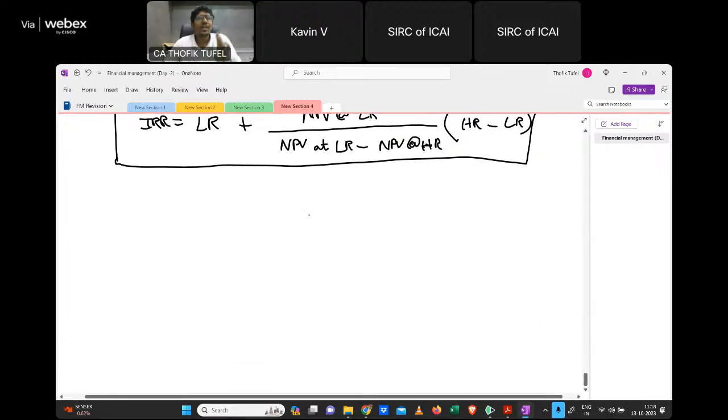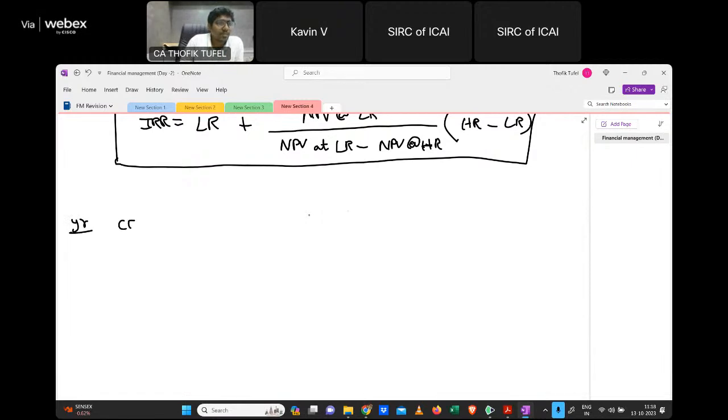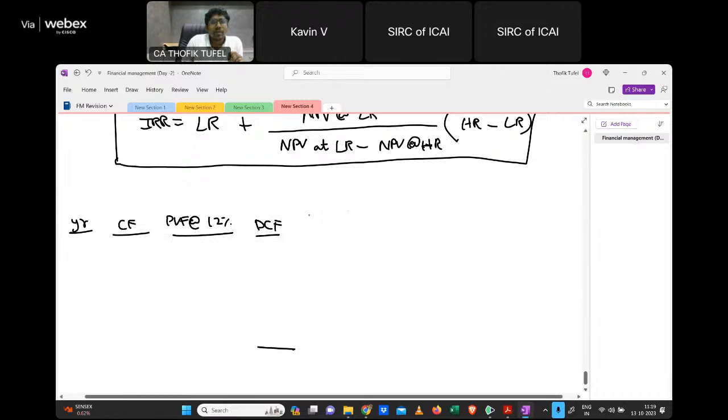Now, whenever any IRR problem comes, first thing is you have to remember the table: year, cash flow, present value factor at say some percentage you're calculating, say you're calculating at 12% discounted cash flow. Then you have to see what is the amount that you're getting.